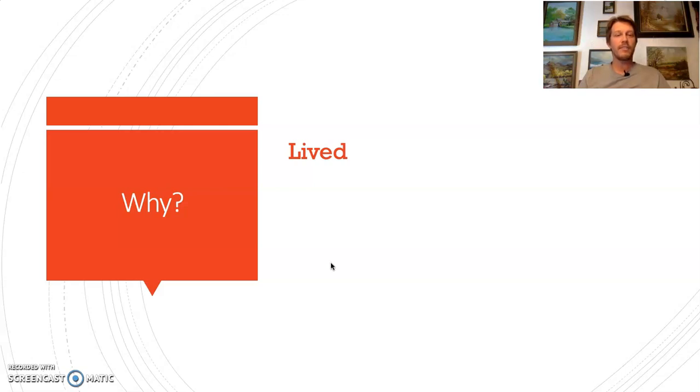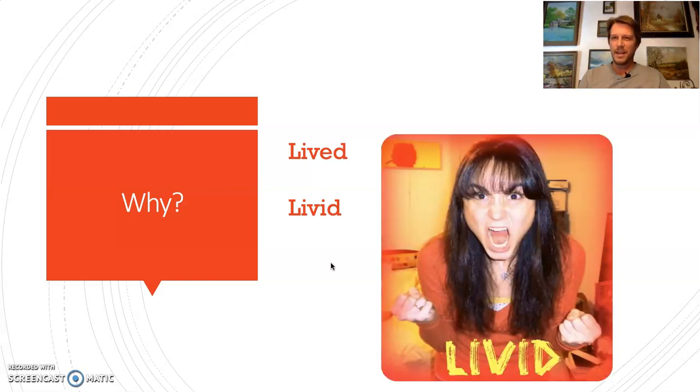Sometimes, but not very often, a mispronunciation can make a different word. For example, we did lived, and we know that lived is the past of live. There's another word in English that we don't use very often, but the word is livid. Livid means very, very angry. So be careful. You don't want to say that you're livid when you mean that you lived.